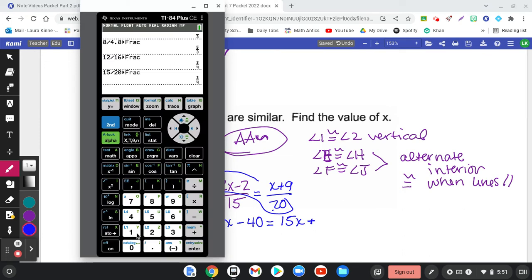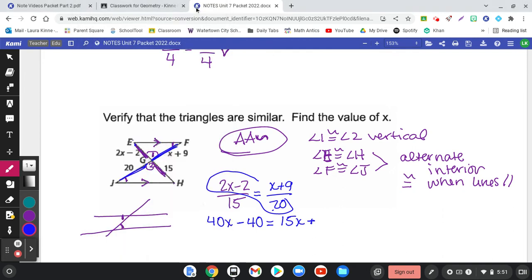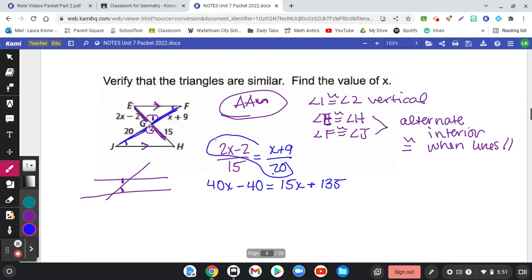Let's just double check. Yes, even math teachers like to double check themselves. Okay. All right, if you have trouble solving equations, don't forget, stop by and see me. Sometimes it's just practicing a couple together.